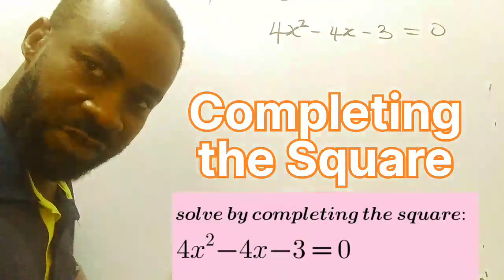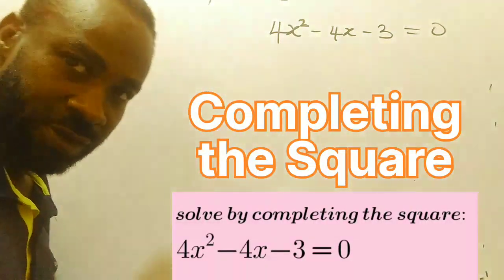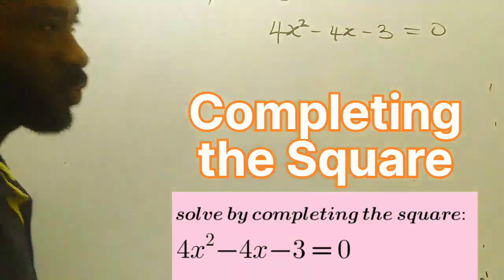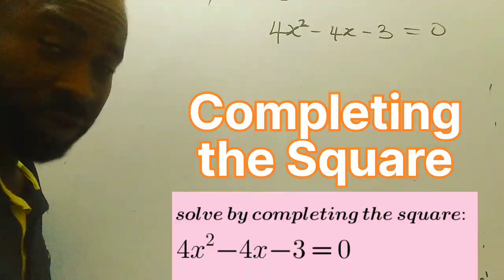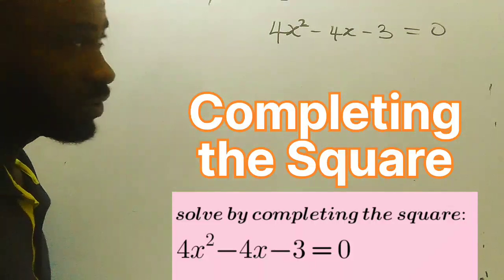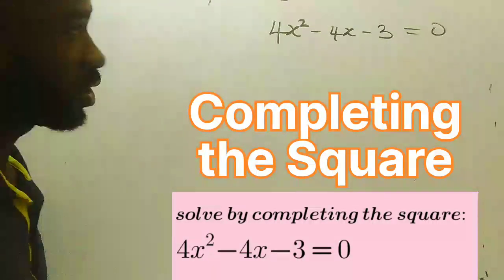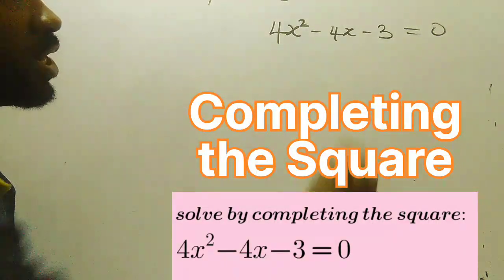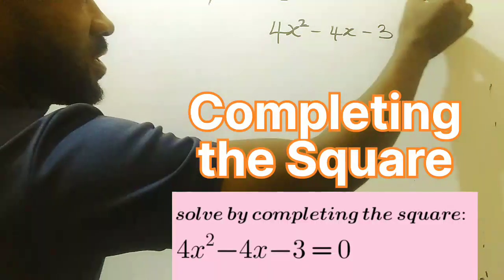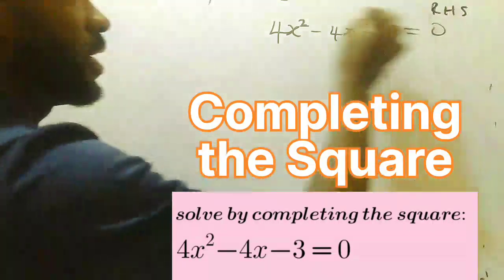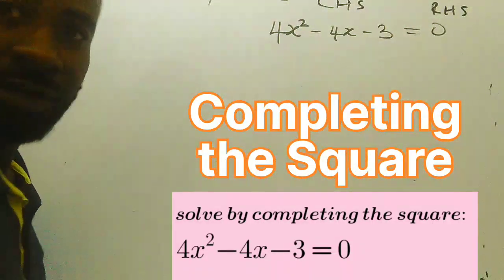So let's solve this now using the completing the square method, okay? So we are having 4x squared minus 4x minus 3 equal to 0. Now this is a standard quadratic equation, and this is the right hand side and this is the left hand side, okay?